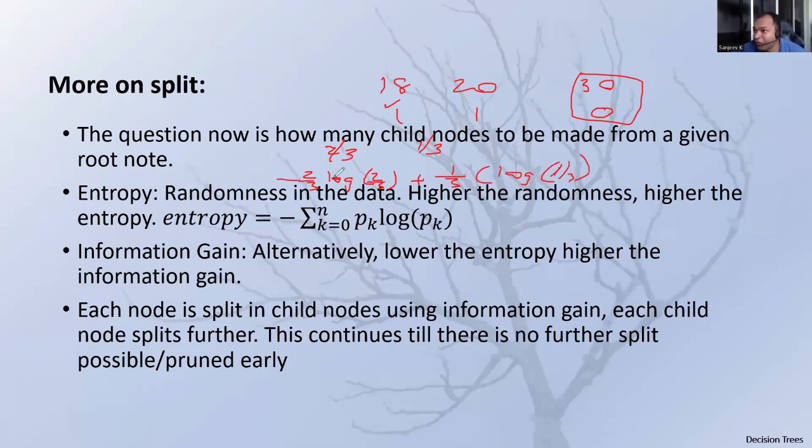So we'll add a negative symbol just to make it the reverse way. As I said, the lower the entropy, the higher the information gain. So we will be using this formula to calculate entropy.